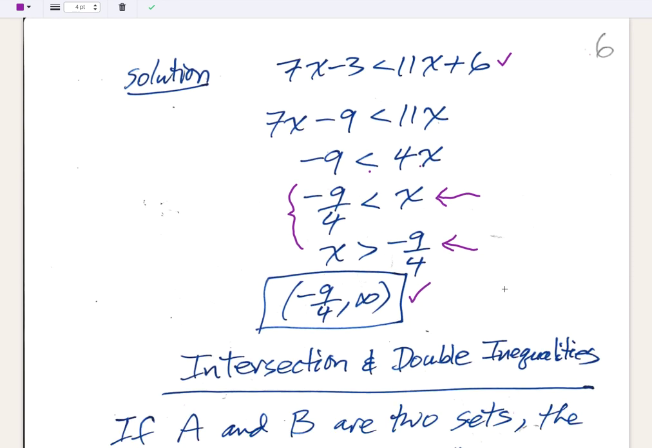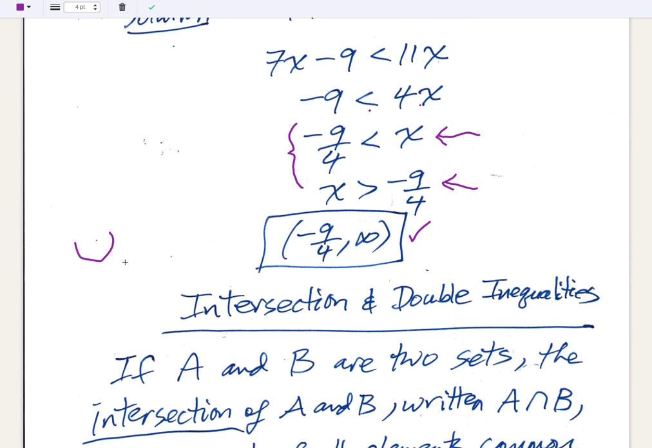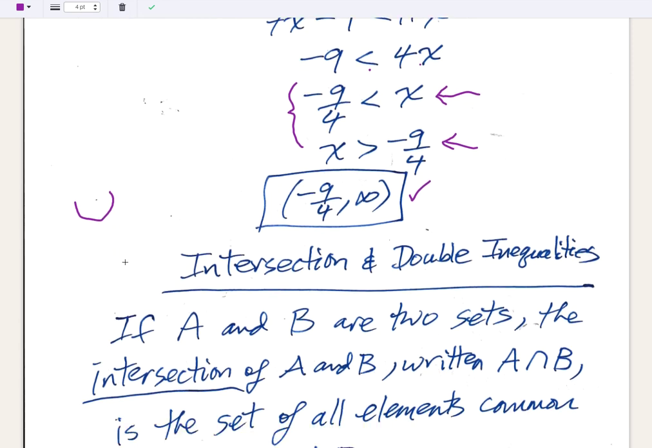All right, let's talk about a different set operation here. We've talked about union, remember that? Bringing two sets together. That just means you take all the elements in the two sets and you throw them together in a single set. And we said that corresponds to a logical OR statement. The set of all elements that are in this set or in this set. And OR is used in the non-exclusive sense, meaning one or the other or both. That's just what we usually do in mathematics. Anyways, let's come back to intersection and double inequalities.